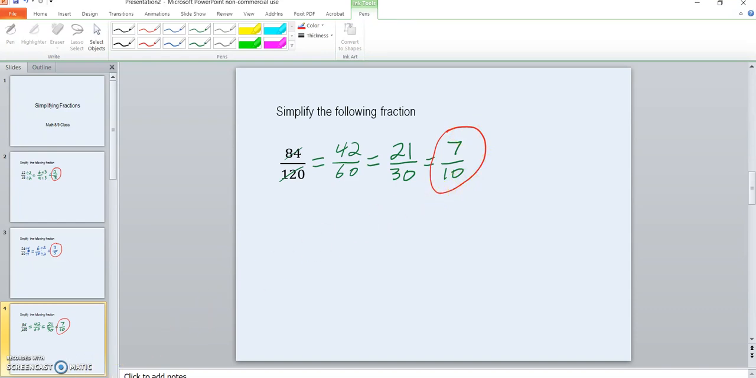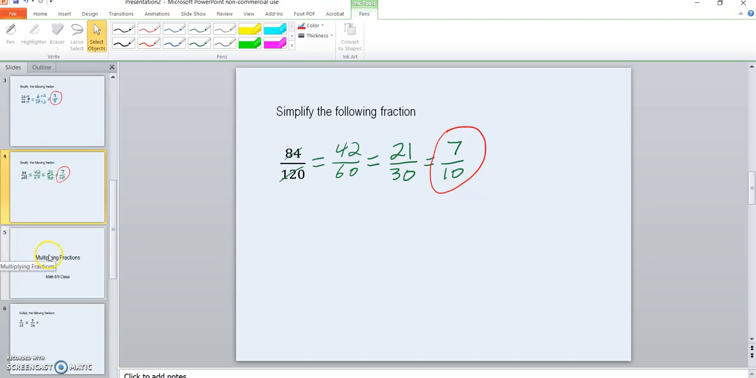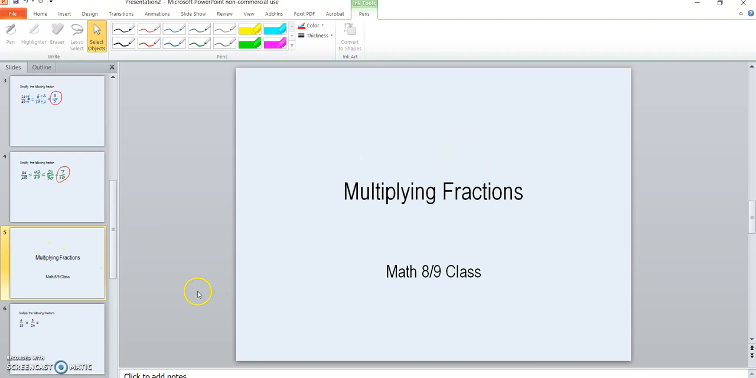So at this point, if you feel comfortable, you can go on to the homework assignment on questions 1 to 10. Okay, now we're moving on to multiplying fractions. So again, if you'd like to, you can stop the video and do questions 1 to 10. If you'd like to keep going and learn about multiplying fractions, you can just keep watching the video.